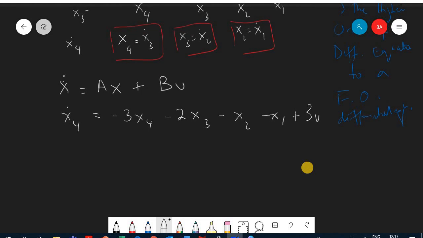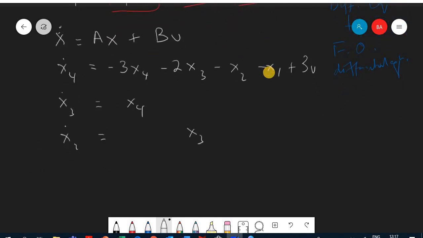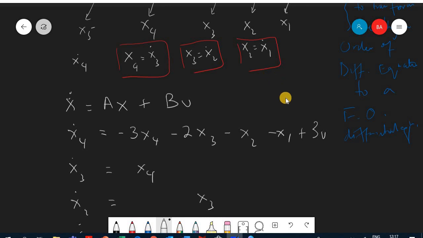What about the second ones that I have here? The second one is x3 dot is equal to x4. What's the next? x2 dot is equal to x3. I did on purpose keep a space here just to show how it's x3 and all the rest are zeros. And then I'm going to have x1 dot is equal to x2. Did you see this? Everything is really beautifully written.